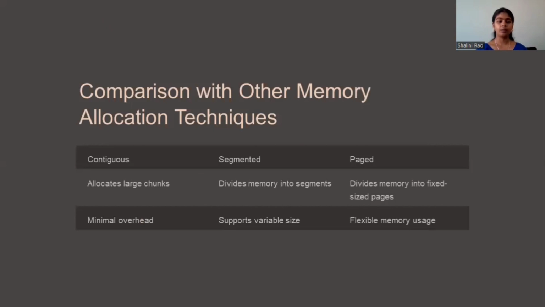Comparison with other memory allocation techniques: contiguous, segmented, paged. Contiguous allocates large chunks. Segmented divides memory into segments. Paged divides memory into fixed sized pages. Contiguous has minimal overhead. Segmented supports variable size. Paged has flexible memory usage.